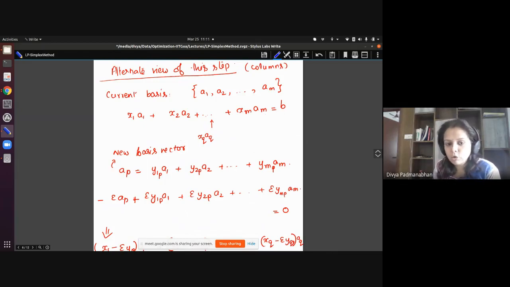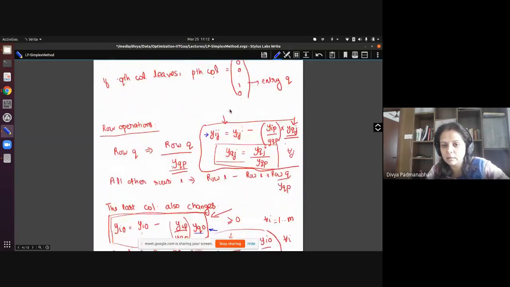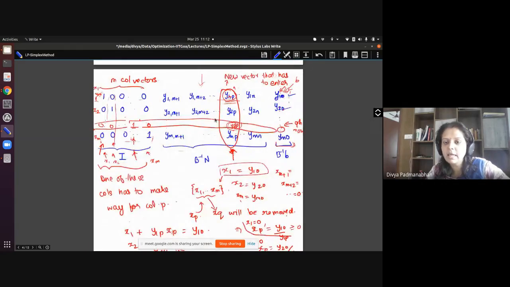Okay. Now, the assumption is that a1 to an is a basis for Rn. So the new basis vector that you have identified can also be represented using a1 to am. It can be represented as a linear combination of a1 to am because this is a basis. You can think of this as the entries of the tableau itself, and in this case it's the identity. So now ap, you can write as a linear combination of a1 to am, and exactly these y1p, y2p are the weights. This is just the identity basis.